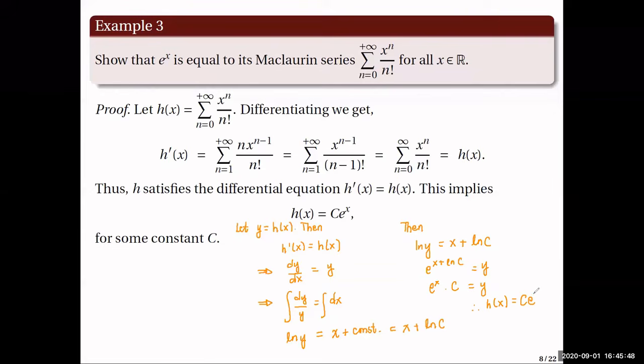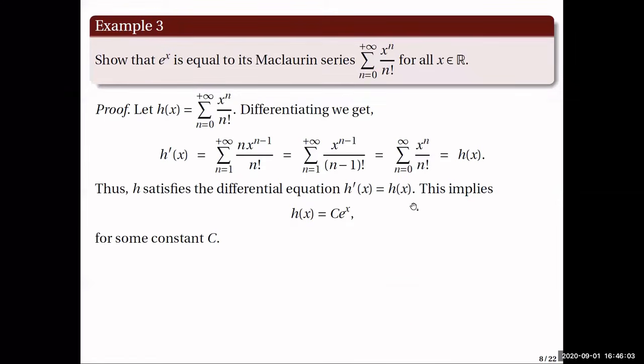Okay, so this must be x. So that's why we have h of x equals c times exponential of x for some constant c. Now, let's take x to be equal to 0. So this gives us h of 0 equals c e to the 0 or c, which is as follows.